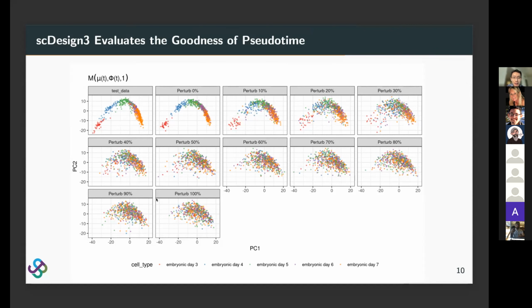Based on this idea, we use the different pseudotimes with different perturbation levels to generate the simulation data. And we can see, as we can expect, if your pseudotime is very bad, then your simulation is also very bad. But if you have a good pseudotime, then your simulation will be very realistic compared to the test data. Therefore, we can use SCGen3 to do this latent covariate quality assessment, for example, how good your pseudotime is or how good your cell type is.